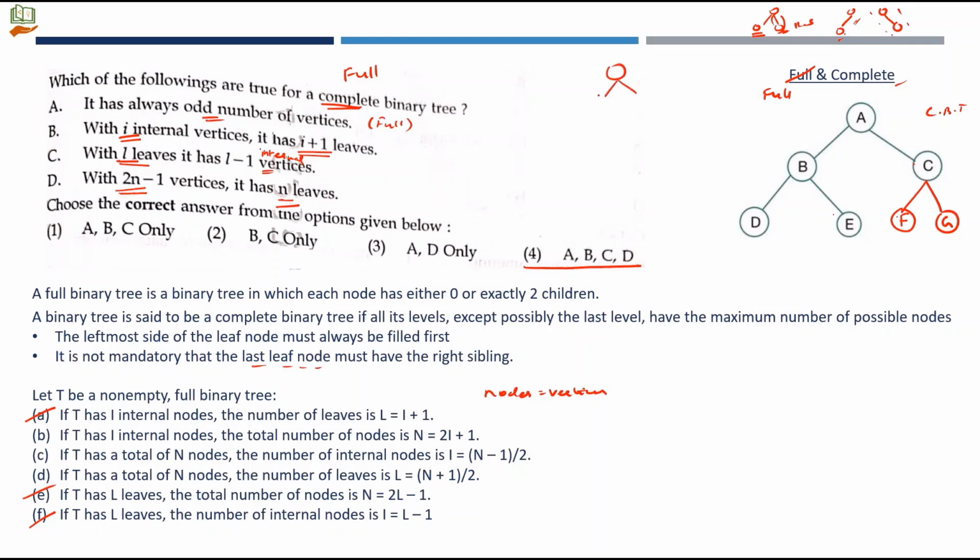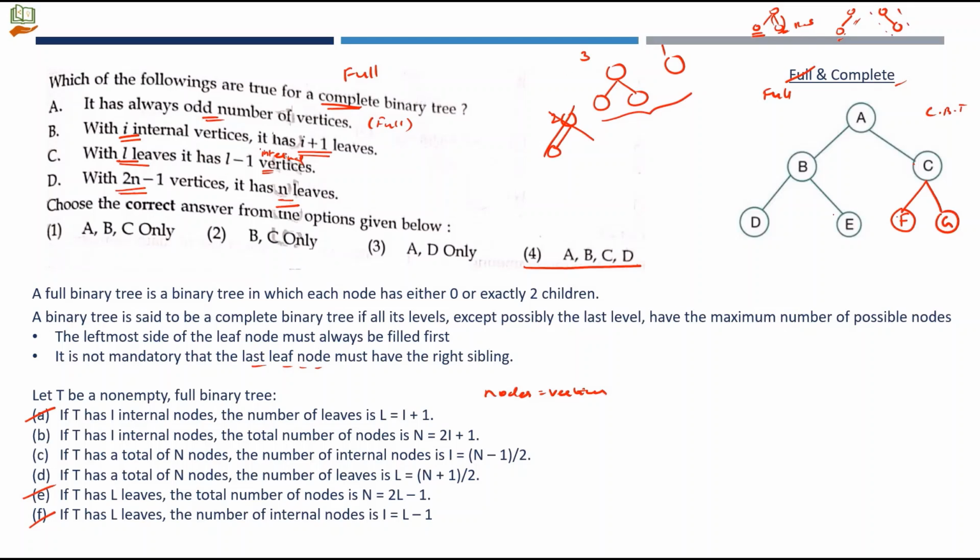When you take a node and two children, the count of vertices is 3. When you take only a node, the count is 1. When you have a node and only one child here, the count is 2. This is not possible in a full binary tree. That's why we say a full binary tree always has an odd number of vertices.